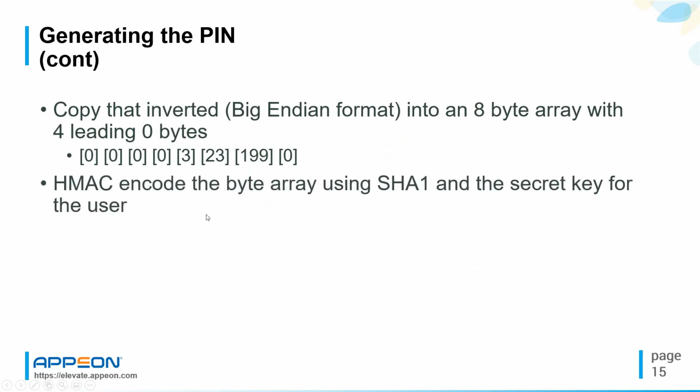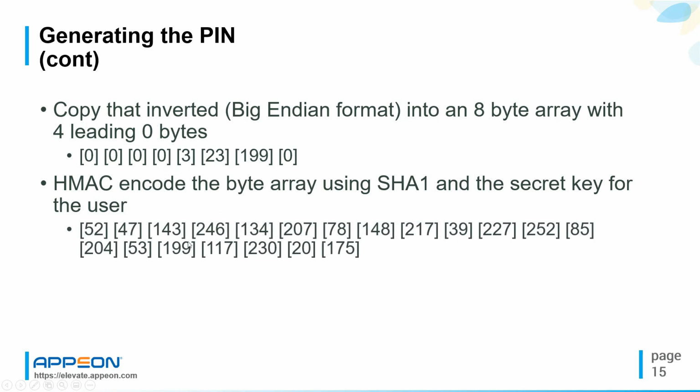Okay. We then HMAC encode the byte array using SHA-1 and the secret key that we have for the user. So this is where that user-specific information starts to come in. And now once again, one of the features that was added in PowerBuilder 2017 was the ability to HMAC encode data. And so we're going to use that feature to HMAC encode this byte array. So this is what you get after you HMAC encode the byte array.